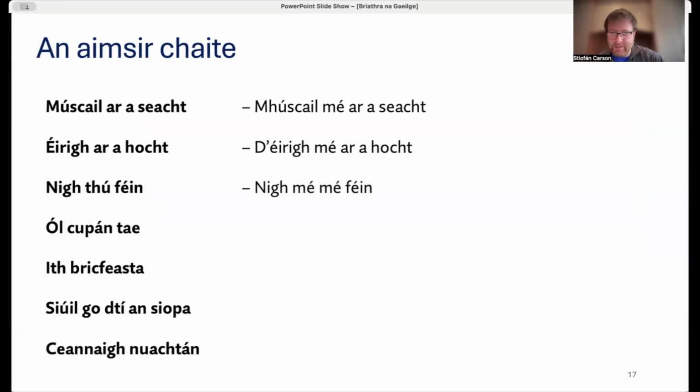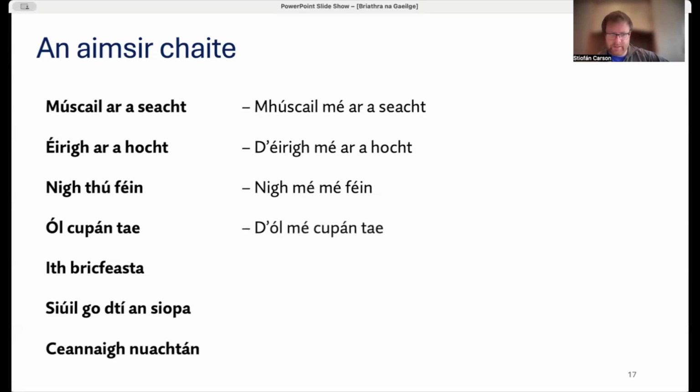Now, I've said nigh mé mé féin. Nigh tú féin, in order, wash yourself. Nigh mé mé féin, I washed myself. Ól cupán tae, well, tosaíonn an briathar sin le guta. That verb starts with a vowel. So cuirimid D' roimhe. Roimh an mbriathar. Starts with a vowel, so we put a D in front of it.